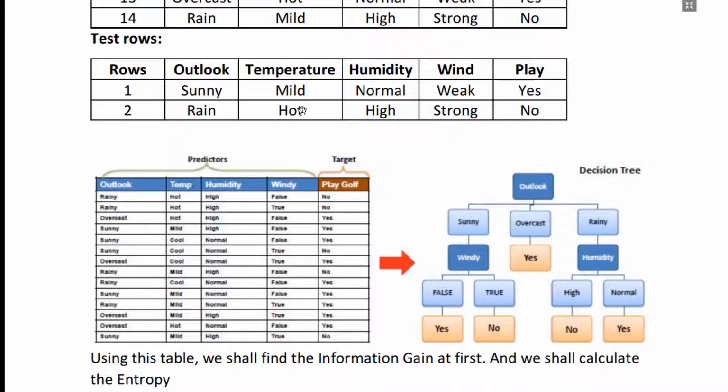Next one: rain, hot, high and strong. So rain, so we are going for this outlook. The outlook has rain, so now we go for this rainy branch. Then humidity is high, so we go for this, and we get this one as no. So in this way I've just shown you how these unseen inputs can get outcomes from this decision tree. So I think the things are getting clear to you. Now let us go for more discussion on this tree construction.